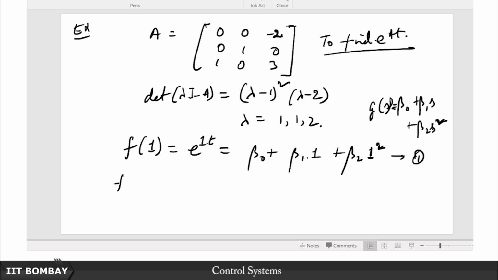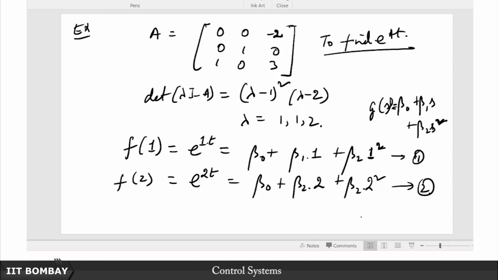What about my equation 2? Let me take the distinct case first. Then I get e to the 2t is equal to beta 0 plus beta 1 into 2 plus beta 2 into 2 squared. That is my second equation. Now I need a third equation also, because I have 3 unknowns, beta 0, beta 1 and beta 2. So what do I do?